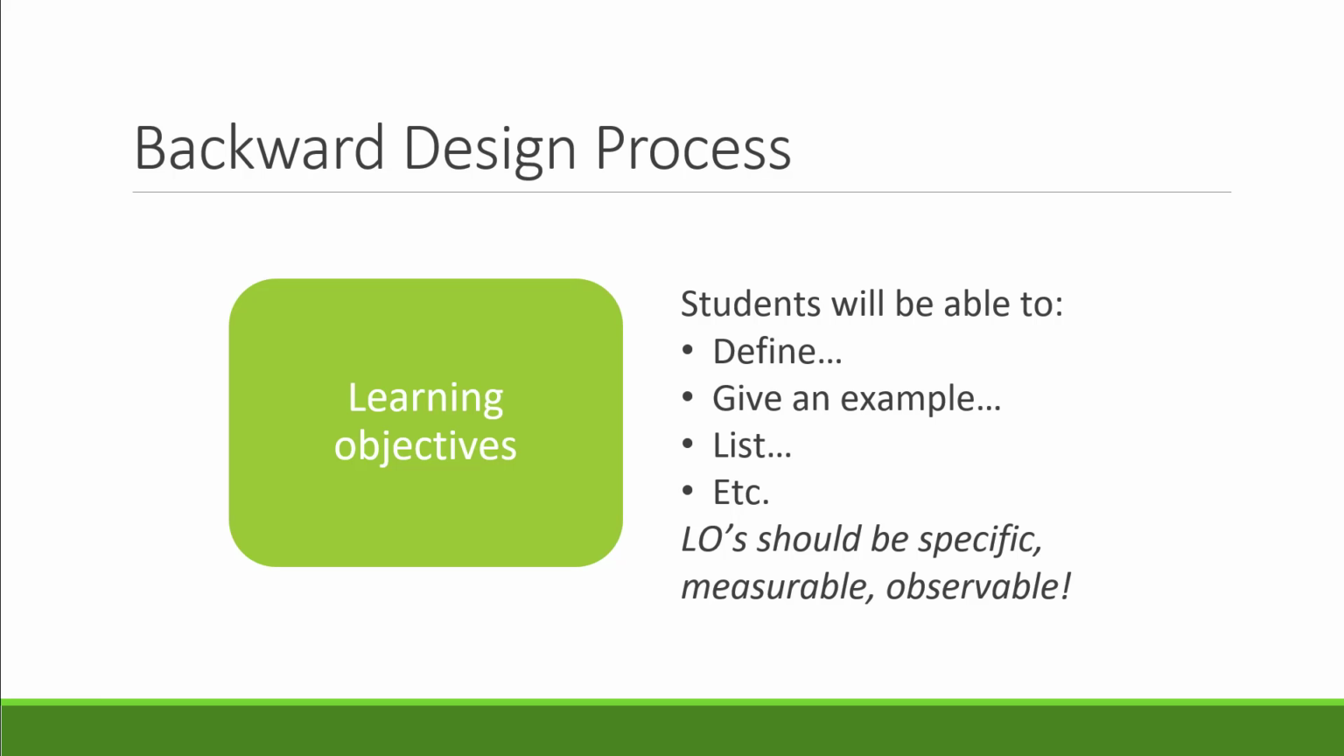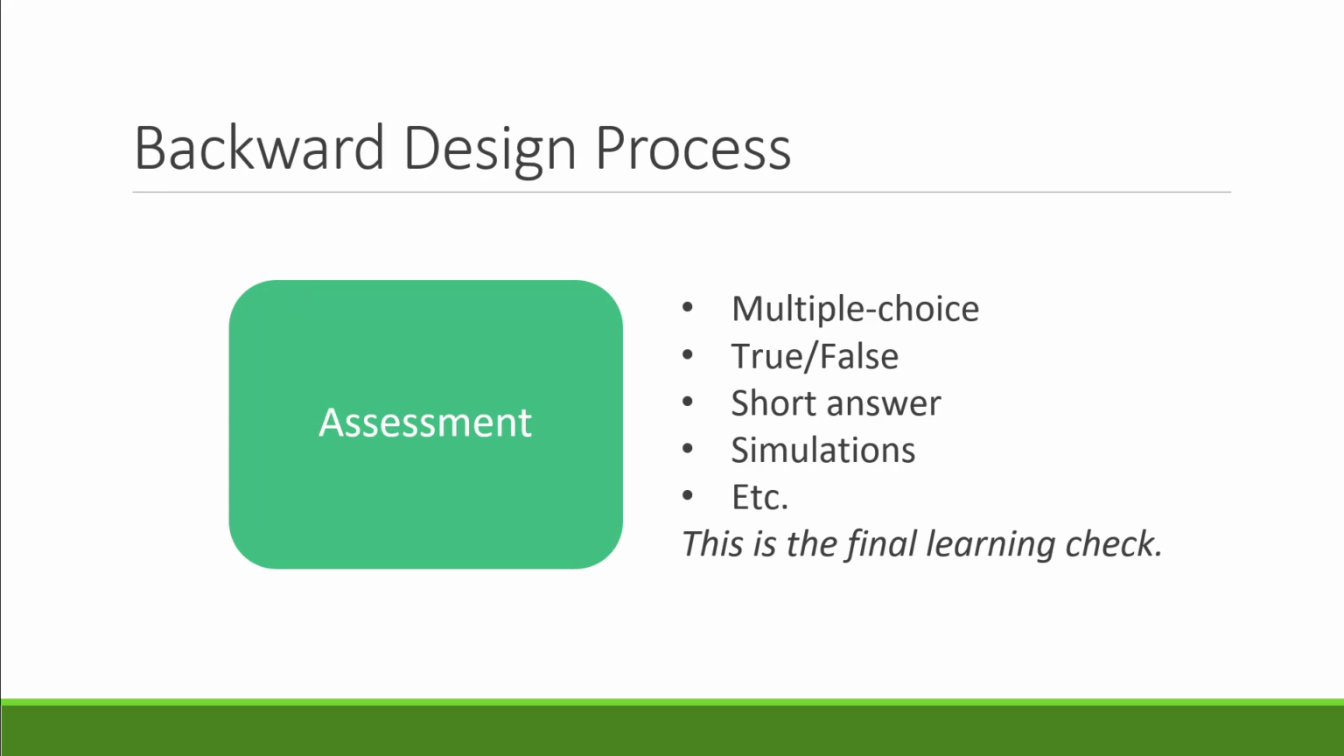When you come up with your learning objectives, remember you need to use a verb in your learning objective, okay? The verb is the thing that they're going to be able to do after the learning experience is complete. Again, learning objectives should be specific, measurable, observable. Very important. Assessment. This is the second thing that you would design. This is a list of a few things that you might consider if you're creating an online experience. What this is, at its essence, is the final learning check, seeing if they've gotten to where they need to be.